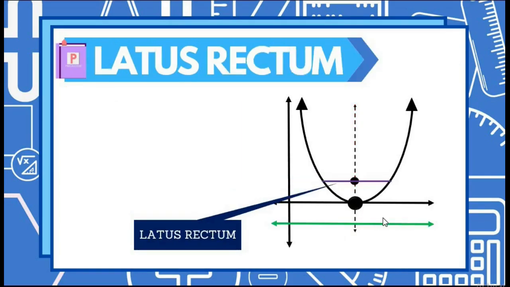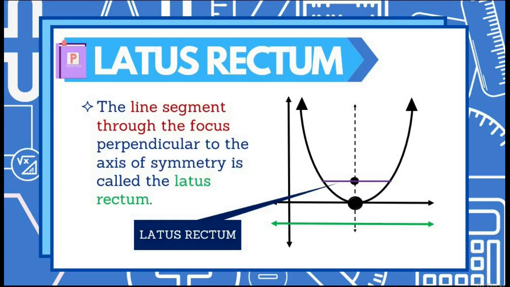Moving on, let me now discuss the latus rectum. Latus rectum is simply defined as the line segment through the focus perpendicular to the axis of symmetry. So the violet horizontal line segment here is the illustration of the latus rectum. And if you notice, it passes through the focus and it should always pass through the focus.